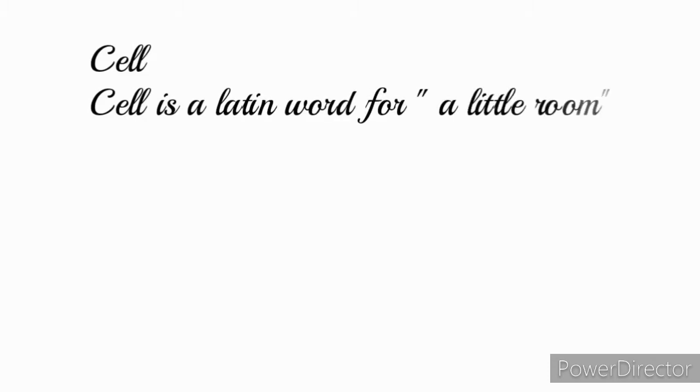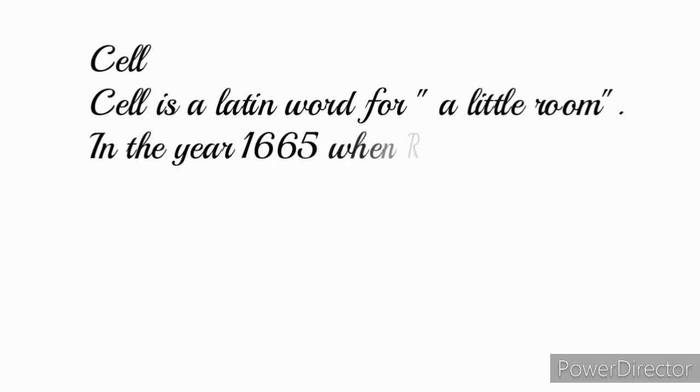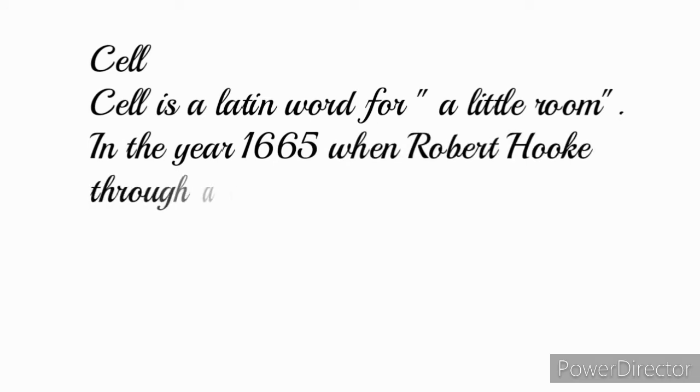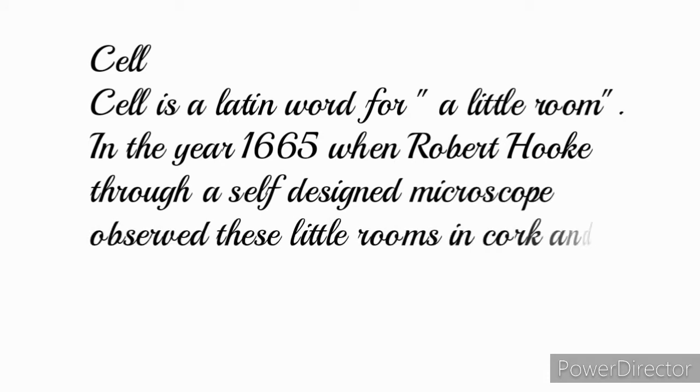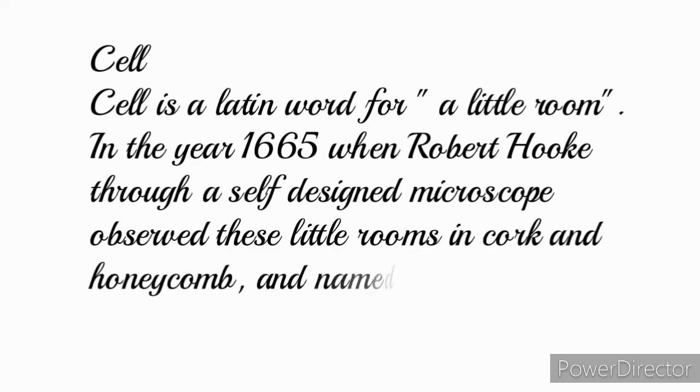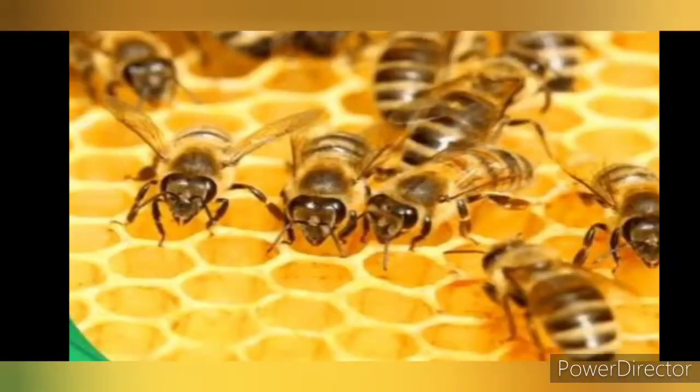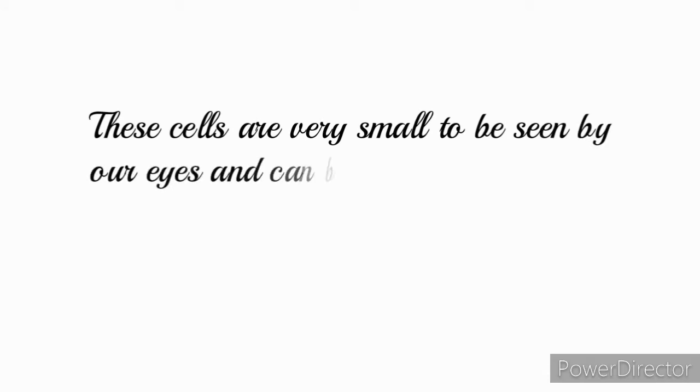In this video, we are going to study the chapter, the fundamental unit of life. The fundamental unit of life is cell. Actually, cell is a Latin word which means a little room. In the year 1665, Robert Hooke, through a self-designed microscope, observed these little rooms in a cork and honeycomb. Cork is the bark of a tree that is dried up and present at the outermost. These cells are very small to be seen by our eyes and can only be observed under a microscope.